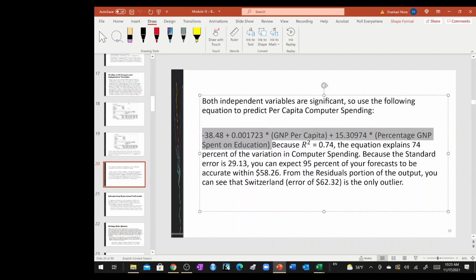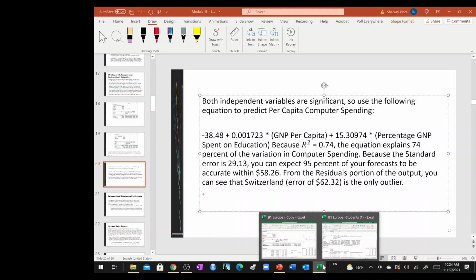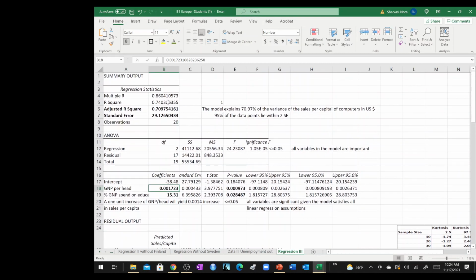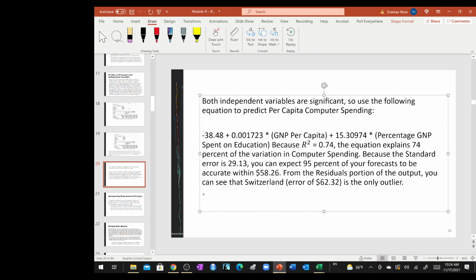Okay? The equation explains, the author focuses on R square. I focus on the adjusted R square. I am more correct than the author. So the author focuses on this, I focus on the adjusted R-square. You need to focus on the adjusted R-square, not the R-square alone.